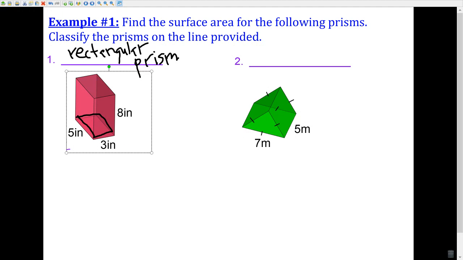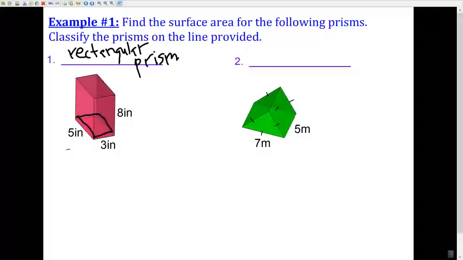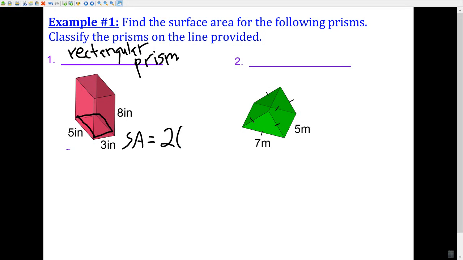So we're going to find surface area, right? Surface area equals 2 times the area of the base. Well, the area of the base looks like it's 5 times 3, right? Because that's for a square, or sorry, a rectangle. 3 times 5 is 15.